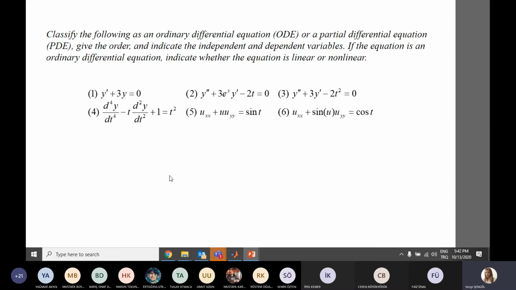Please classify these differential equations for yourself and send me the results. I want you to check it by yourself.